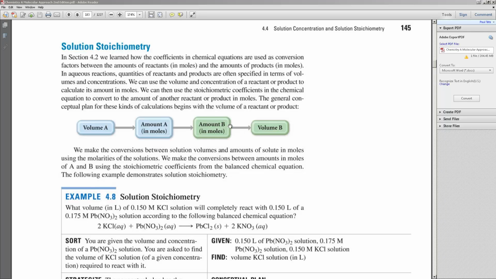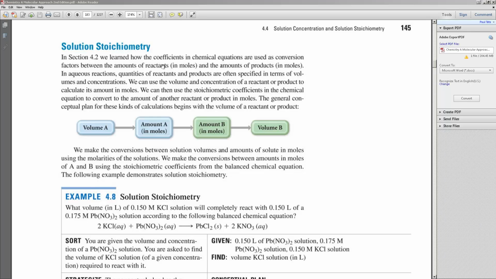Okay, so here is a video that I promised on solution stoichiometry, and it's in two parts. First, we'll talk about the concept and the problem worked out in the book, and then I'm going to ask you to actually do a problem on your own, and then the next video in the series will be working through that additional problem.